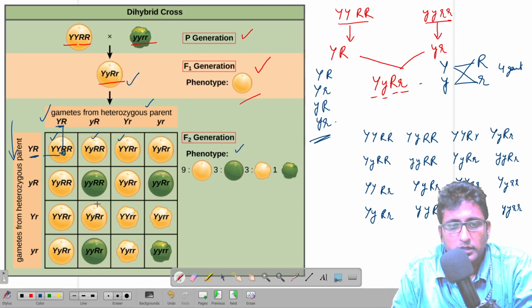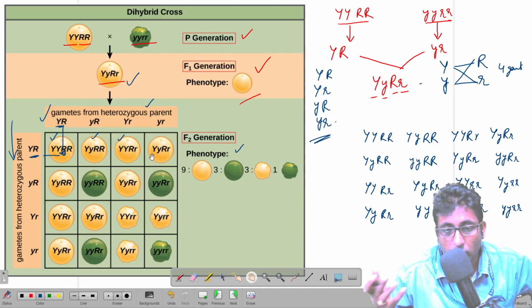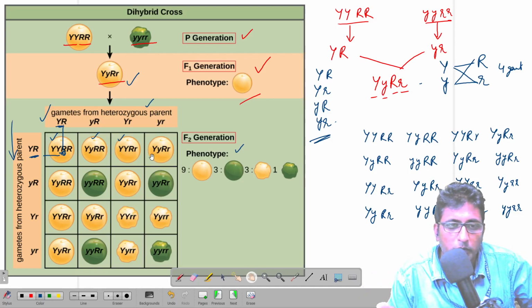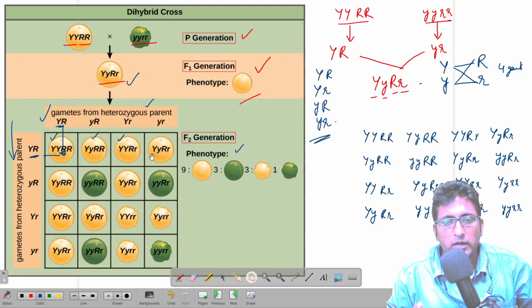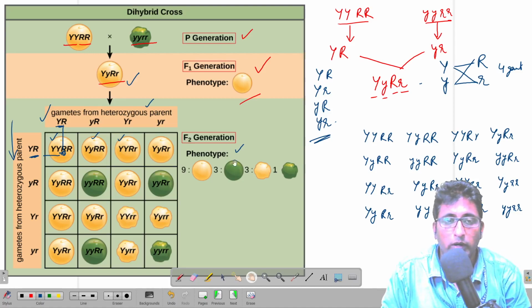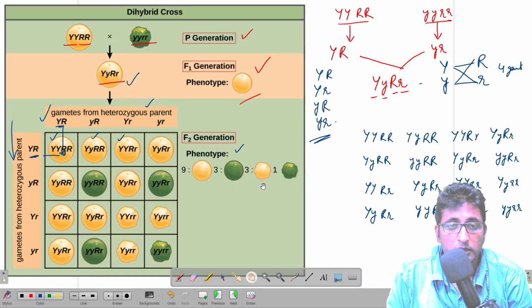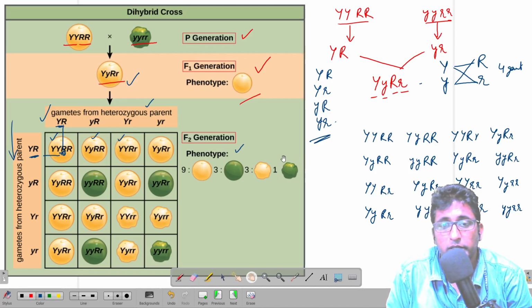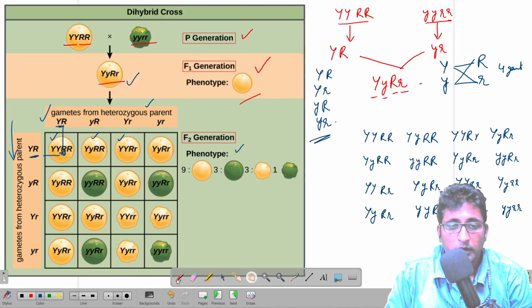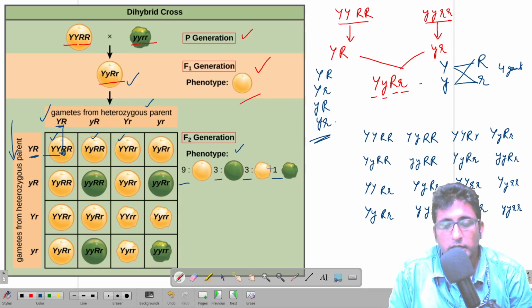From this figure, it is actually easy to identify that 9 of them are yellow and round, because yellow and round will be predominant as they are the dominant features. Having even one capital Y or one capital R will determine yellow and round, followed by green and round, and followed by yellow and wrinkled, and then the recessive character will be very less, that is only 1. It is about 9:3:3:1. That is the phenotypic ratio.